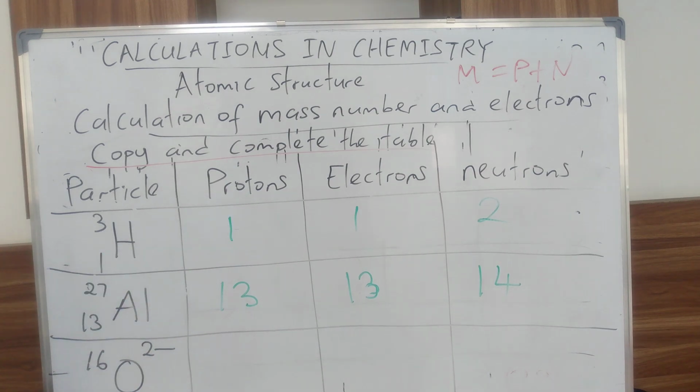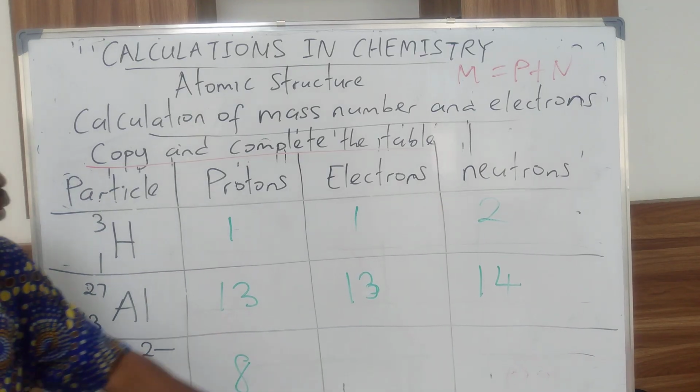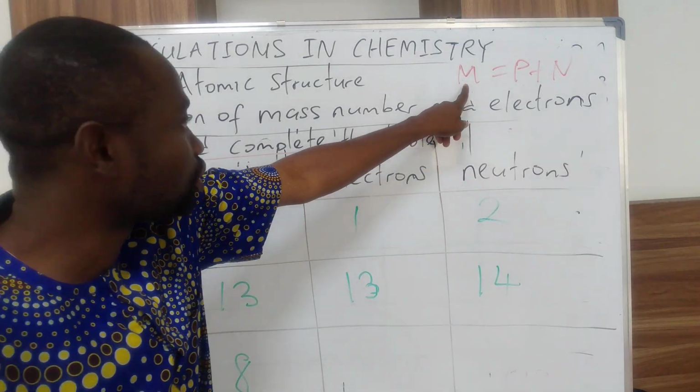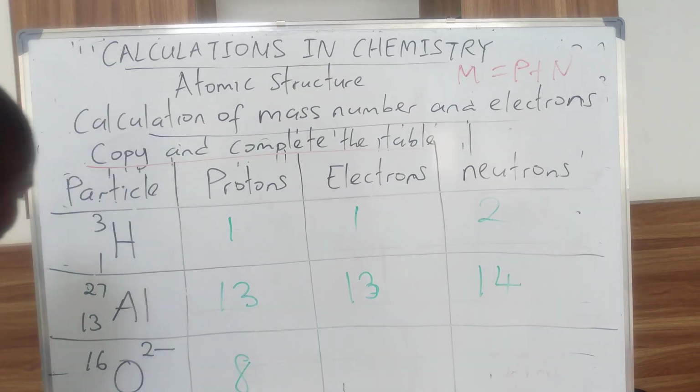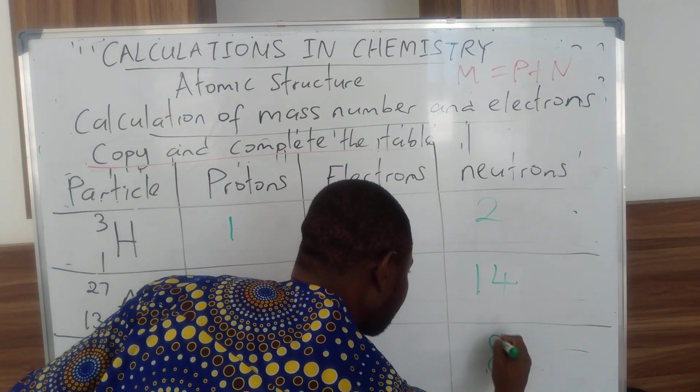My proton number is 8. That's the atomic number. So this is 8. To get the neutron, I will use mass number minus proton. So that's 16 minus 8, which is also 8.